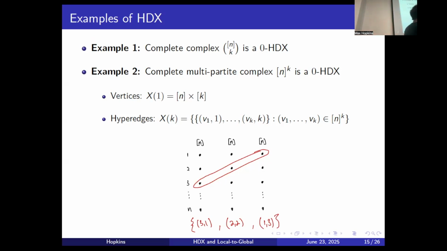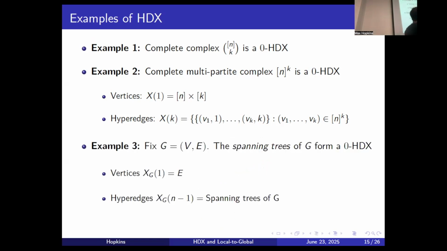Okay, these are sort of boring examples, right? These are like really actually independent distributions. They're very dense. What's something a little bit more interesting? Here's something pretty interesting. It turns out spanning trees are a high-dimensional expander. Give me any graph. We'll define a complex whose vertices are the edges of the graph G, and whose top-level faces are collections of n-1 edges that form a spanning tree.